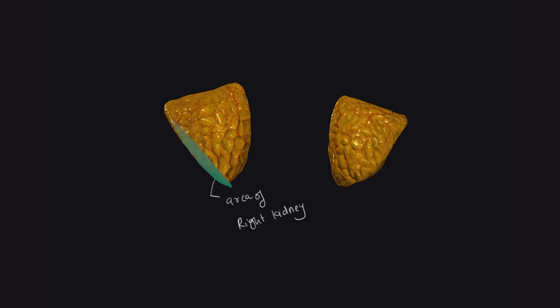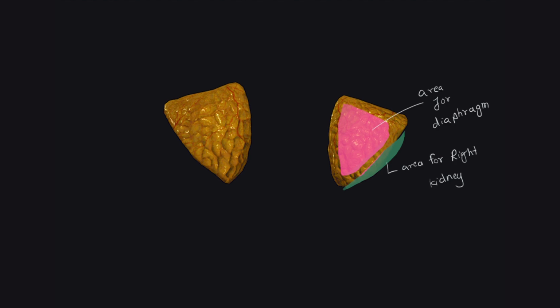Then we have the area for the right kidney that is inferior to the anterior side. Then on the posterior side, we can notice that most of it is covered with the area for the diaphragm, and then posterior inferiorly, we have the area for the right kidney here too.